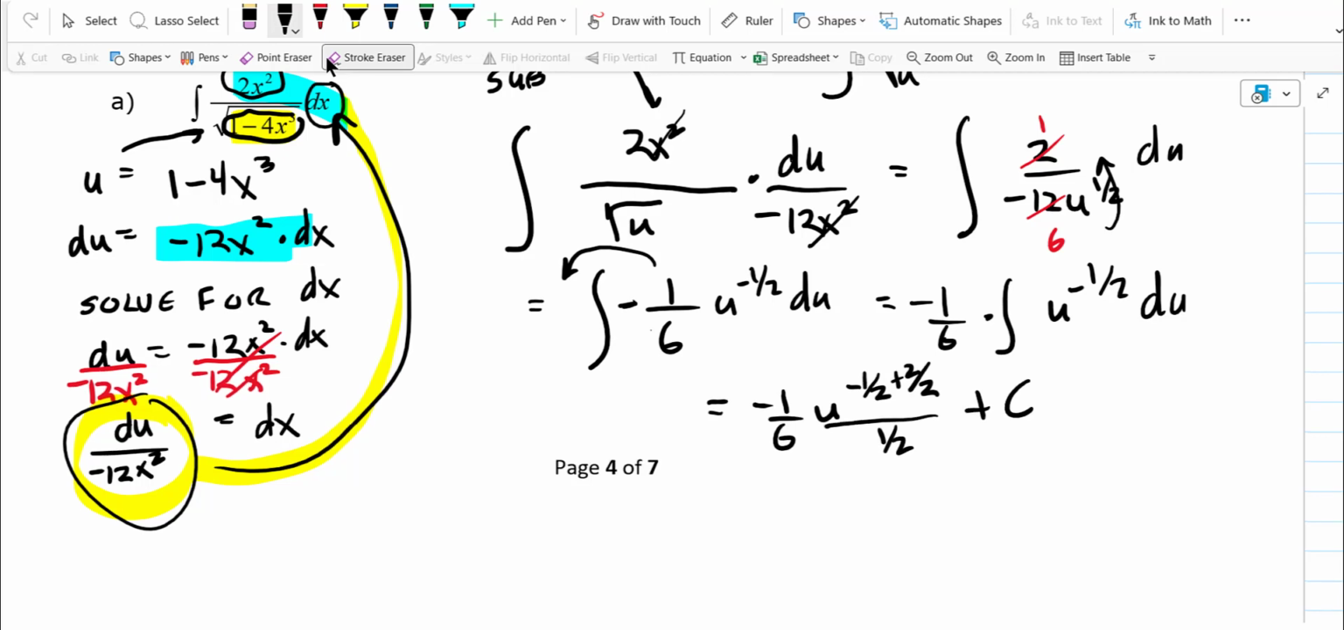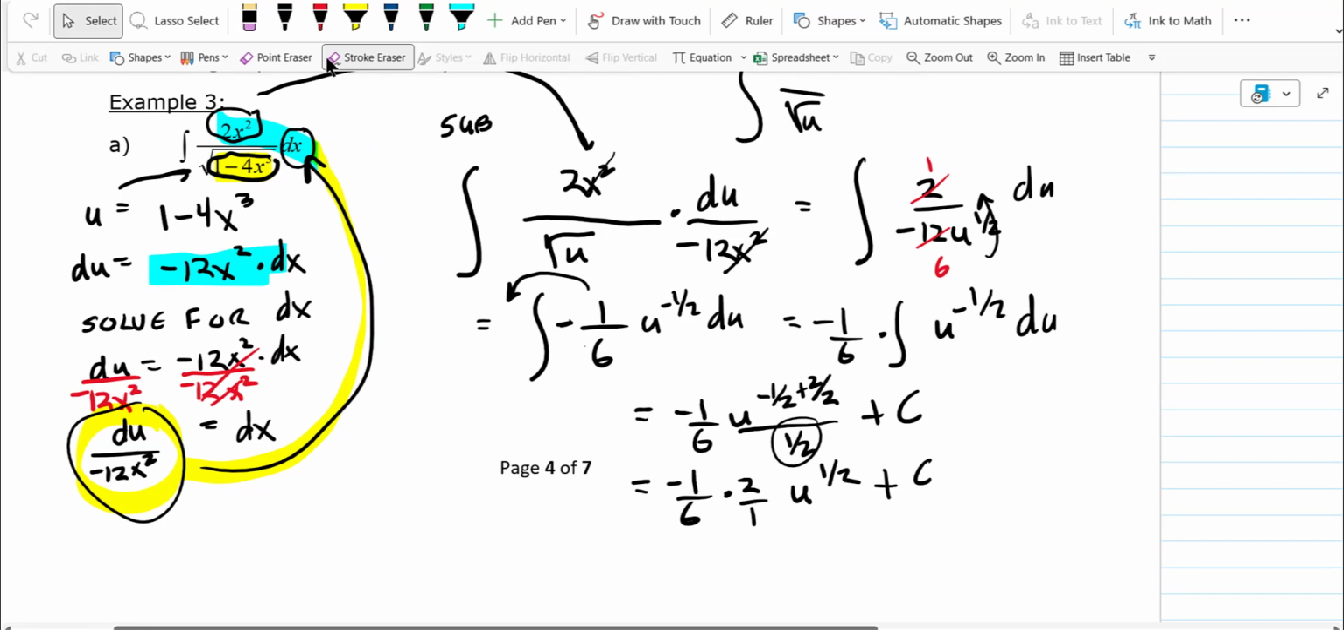Okay? Now, what we got to do from here is not much. We have negative 1/6. Okay, what do I do with that 1/2? Because I'm dividing by a half, what are you really doing? Multiplying by 2. Dividing by a fraction is the same as multiplying by the reciprocal, so you can write that as times 2 over 1. Then you've got u to the 1/2 plus c.